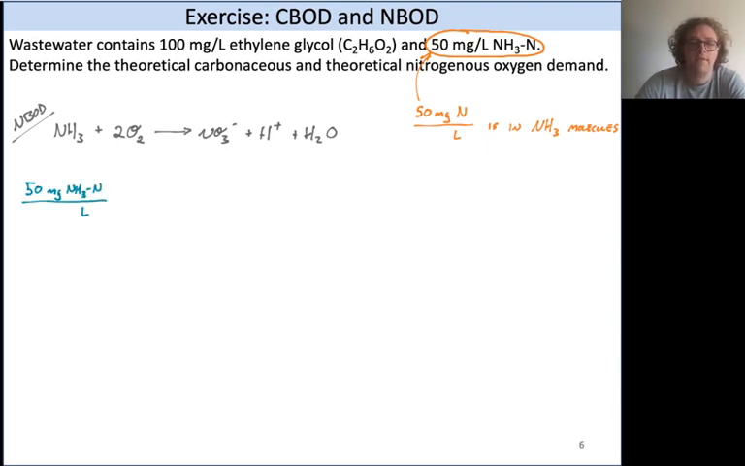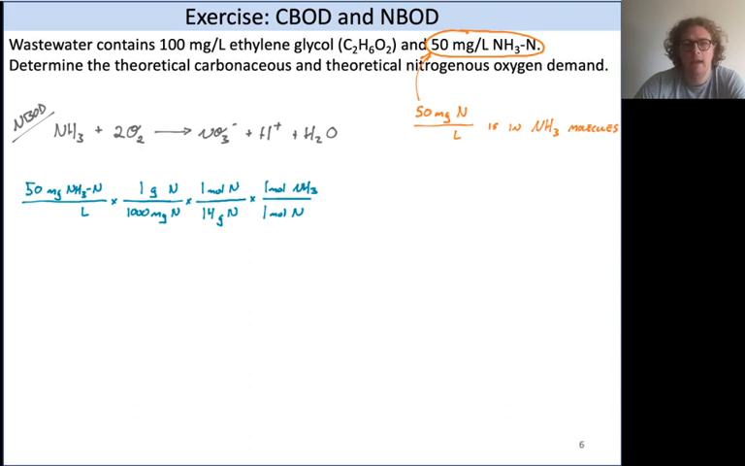So written in gray is the key equation that we're looking at here for nitrification. Starting with our 50 milligrams of ammonia as N per liter, we're going to turn that into grams of N. And then we know the atomic weight of nitrogen is 14, so 1 mole weighs about 14 grams. We can use our knowledge that this was given to us as N to convert it into moles of NH3.